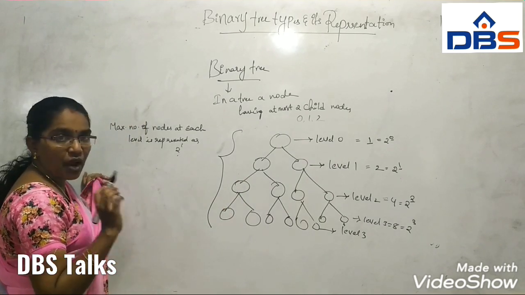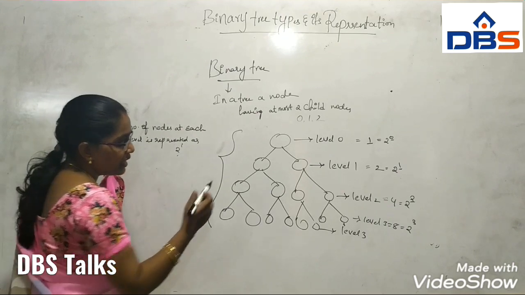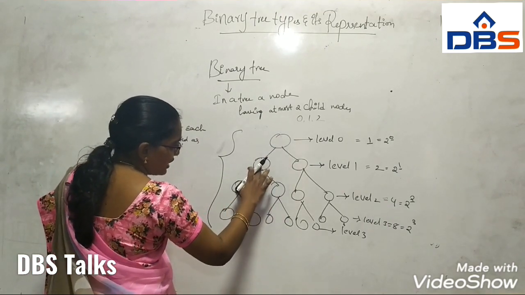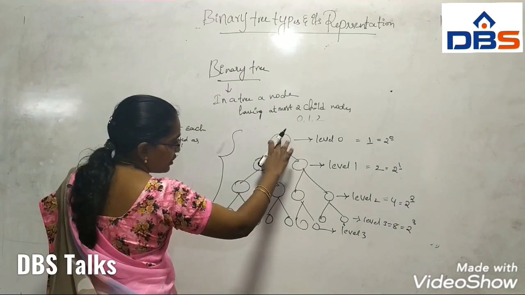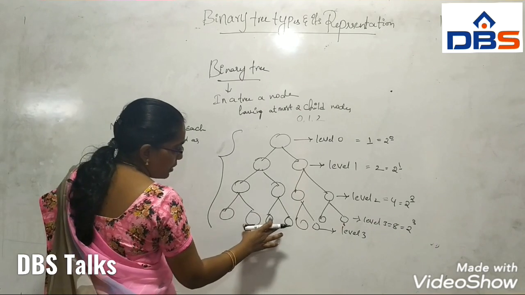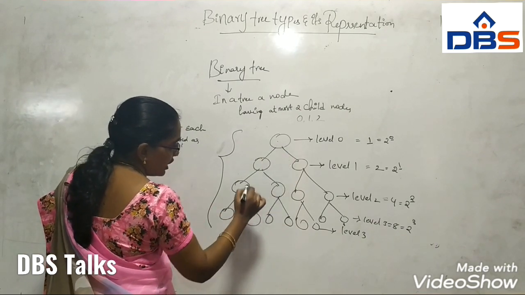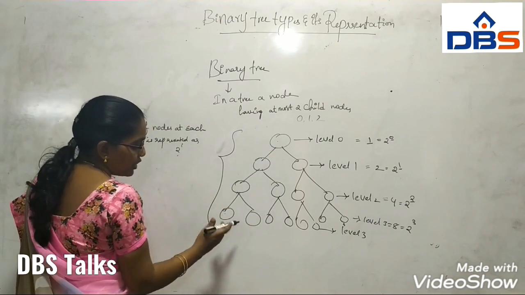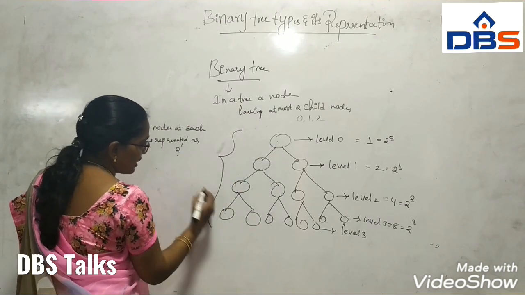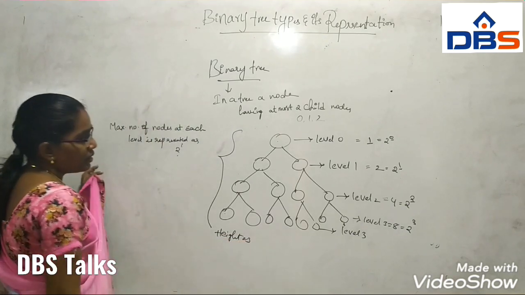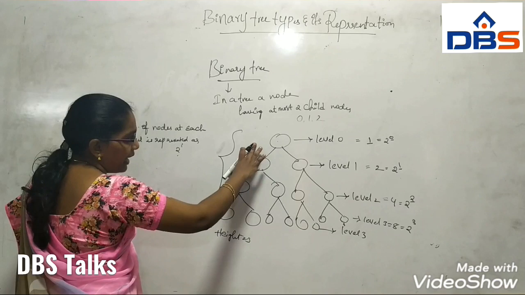In the previous class we have discussed how we can calculate the height. The height of this particular tree is calculated from the root node to the leaf node, the maximum length from this root node to the leaf node. 1, 2 and 3. The height of this particular tree is 3.